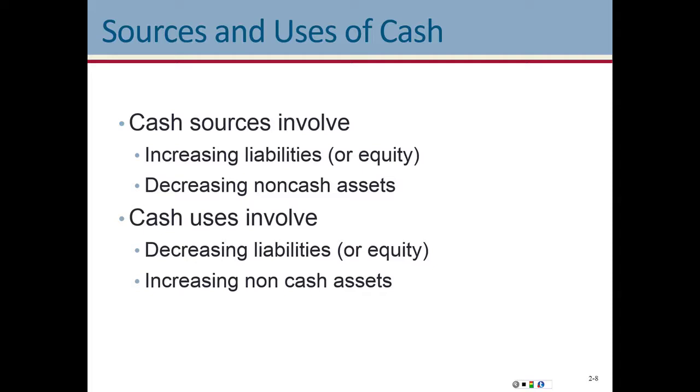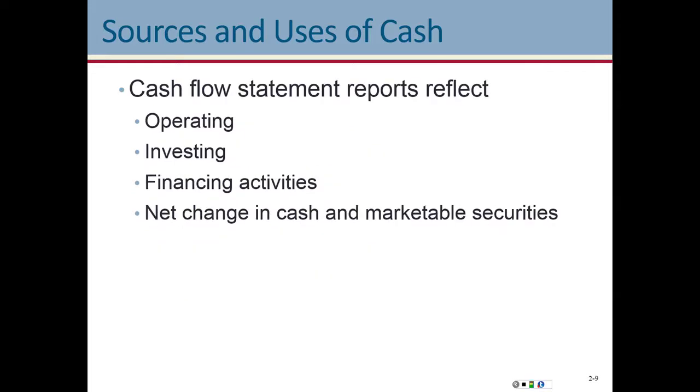How can we get money? Well, increase liabilities or equity. Yeah, sure, right? If we get more debt, we get more money, right? If we invite more investors, we'll get more money. Or decreasing our non-cash assets, right? Now, uses. How can we use our money? Well, if we pay off debts or if we pay our investors, we're using our money, right? If we increase our non-cash assets, so we buy a building or a car or whatever, we're also using our cash flow, right?